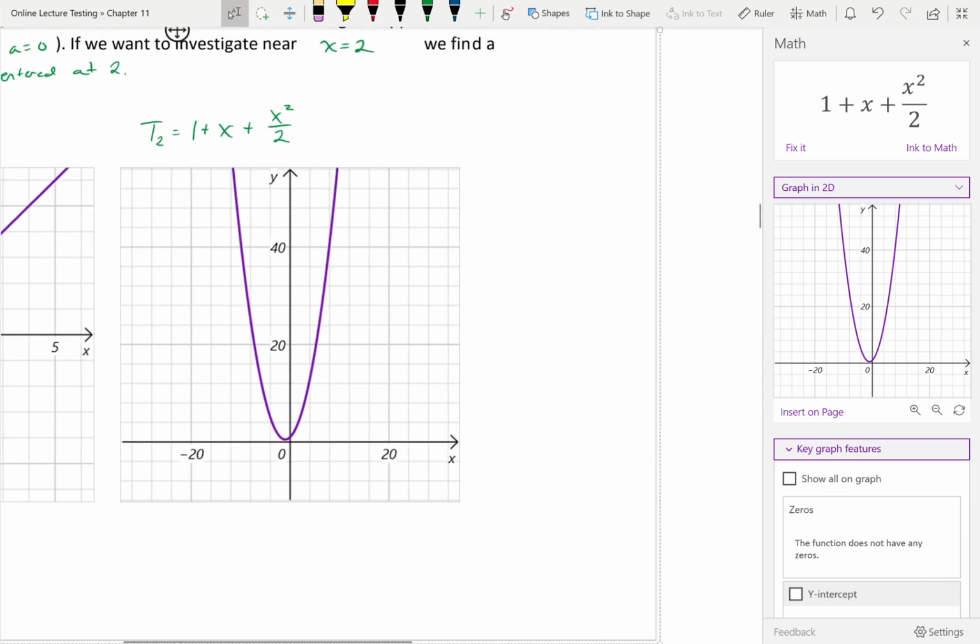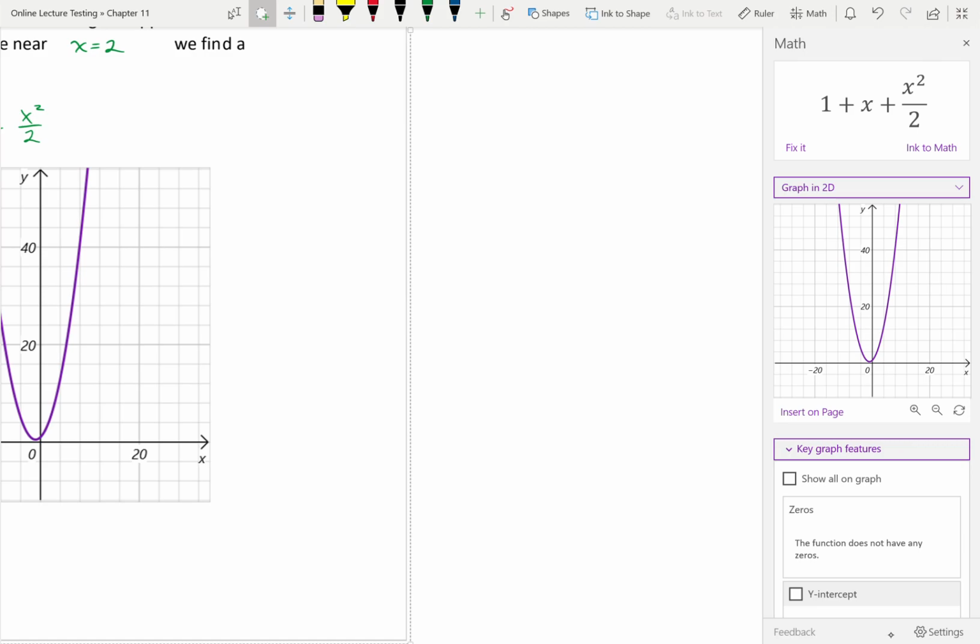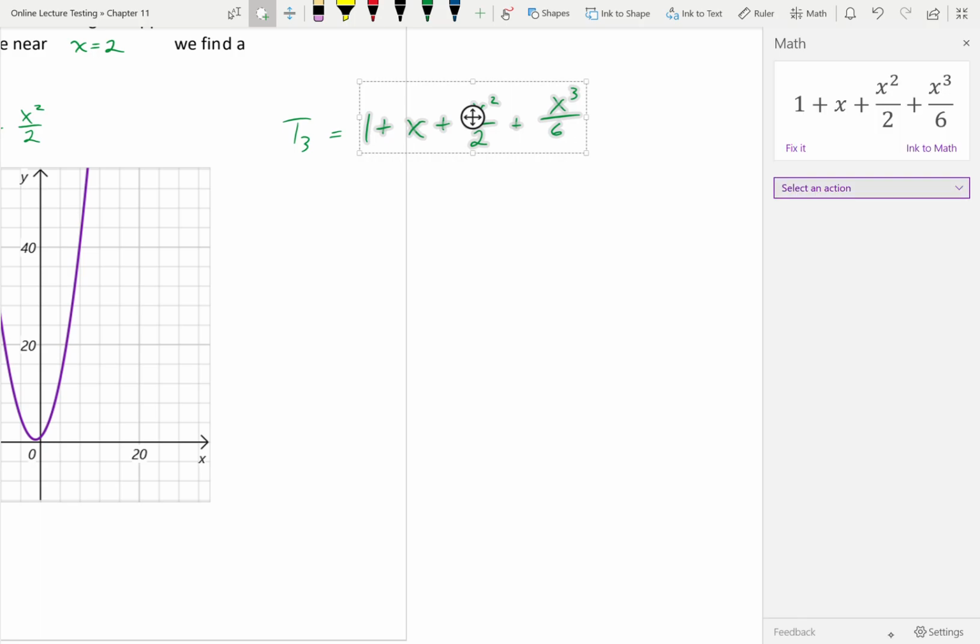And we'll go ahead and graph the third one. We can do it off the page. One plus x squared over 2. And then here I'm going to say x cubed over 6, which is 3 factorial. I don't know how well this is going to work, so I'm just going to go ahead and use caution on that part.